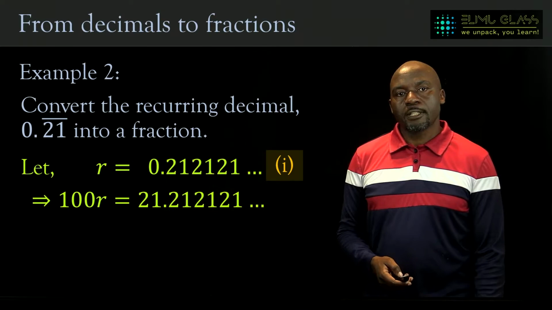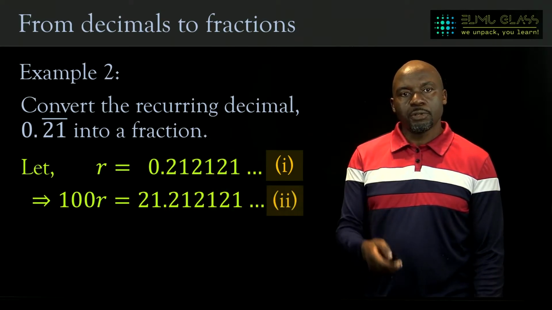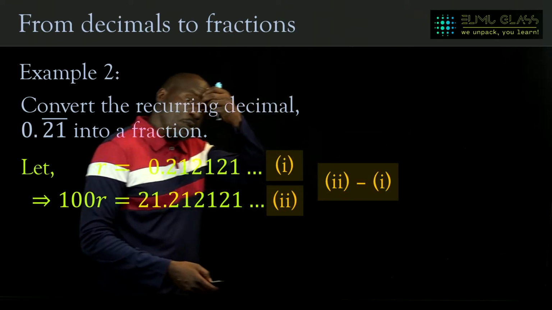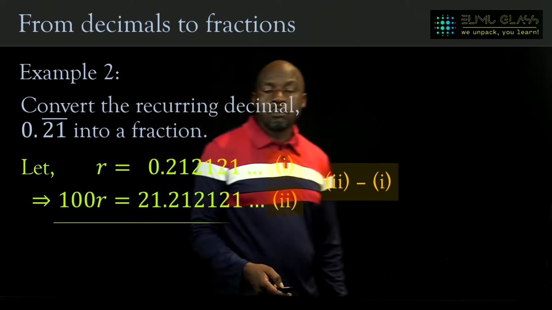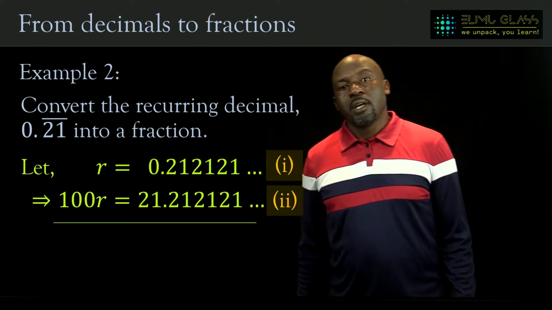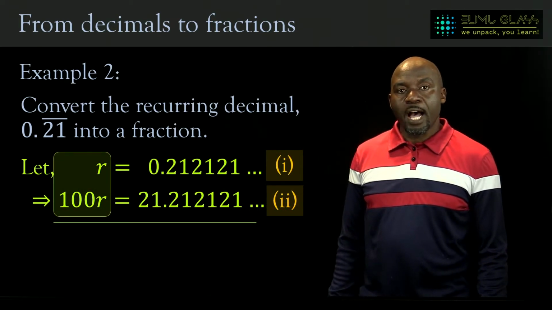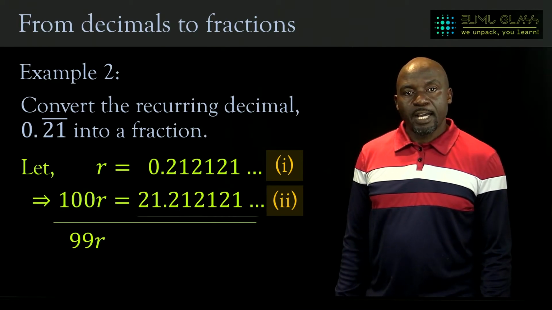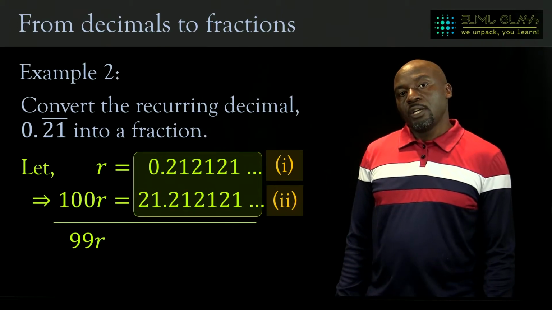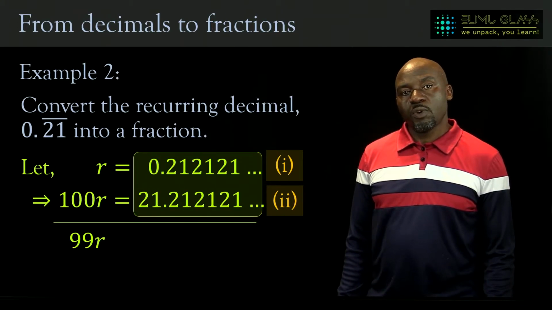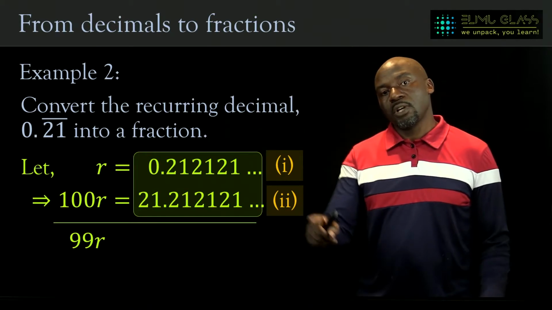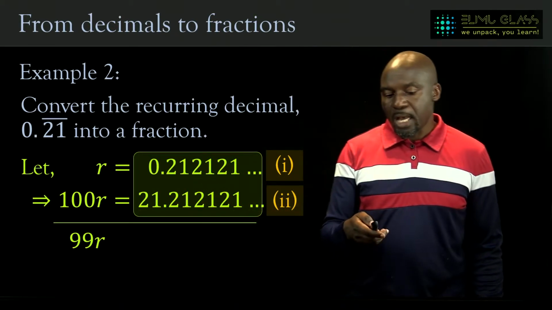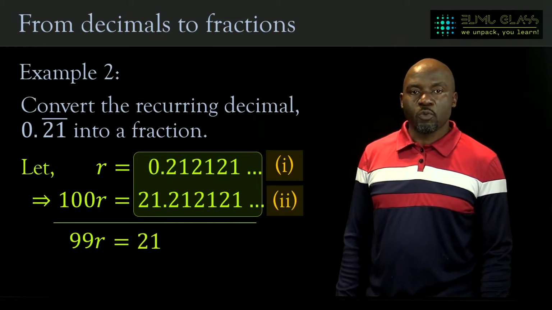So that's my equation 2 now, and we are going to subtract equation 1 from equation 2. If we do so, we have 100R minus 1R, which is 99R. On the right-hand side, we have 21.212121 minus 0.2121, so the subtraction takes care of all that, and I'm left with just 21.